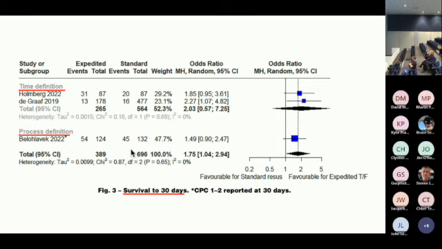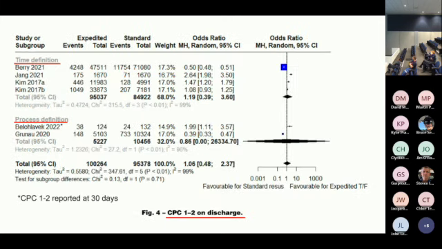Now, having said that, there's a small number of patients in this group. Remember, we had 250,000 patients in total. When you get down to this group, it's quite a small number. Your total in the expedited group is 389 versus 696. So you've got to take that within the context of a small subgroup, but it looks like it's favoring expedited transport. And this is CPC one or two at discharge. So neurological outcome at discharge, time right down the middle, makes no difference. And then process, you add in Grunau's paper there, right down the middle, so makes no difference.